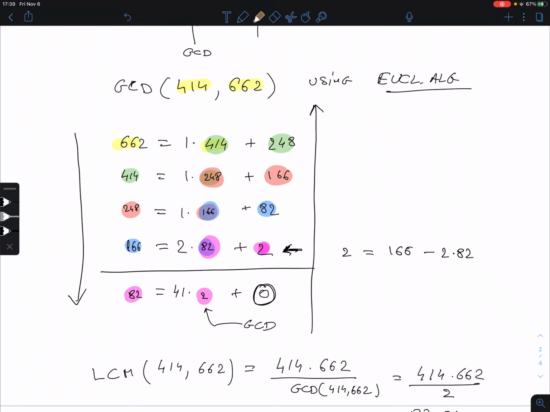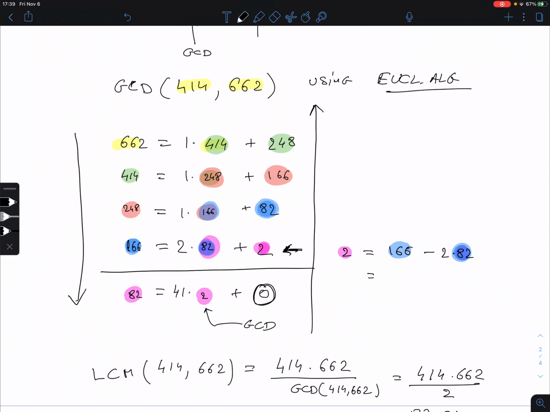But now don't forget they were colored. Let's keep the coloring scheme that we had. This was 2 and this was 82. Now 82 was also part of a pair. How do things work? I'm going backwards. So we also had the pair 166 and 82. Notice that I have 82 here now, and I can solve for 82. So I'm now replacing this 82 by the two numbers that I have here.